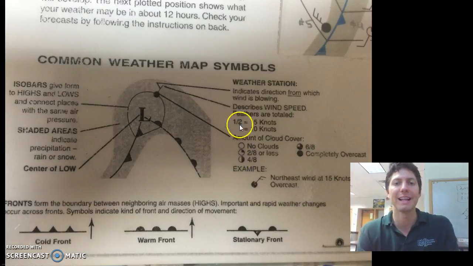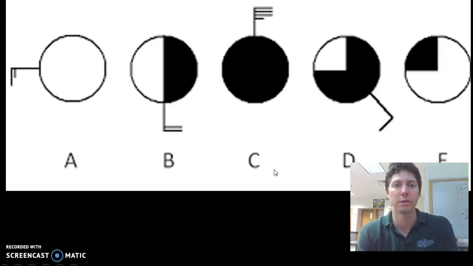The percent cloud cover is in the circle. It's very simple. If the circle is not shaded, there's 0% clouds. In position B, 50% clouds, 100% clouds, 75% clouds, and 25% clouds.